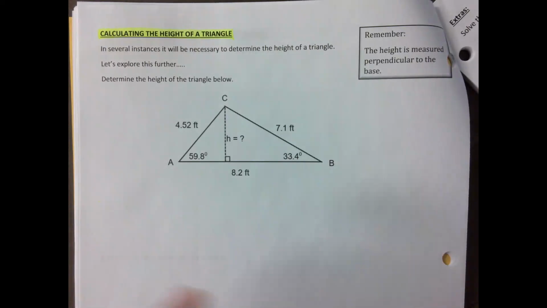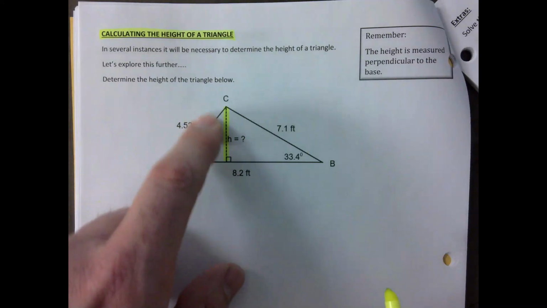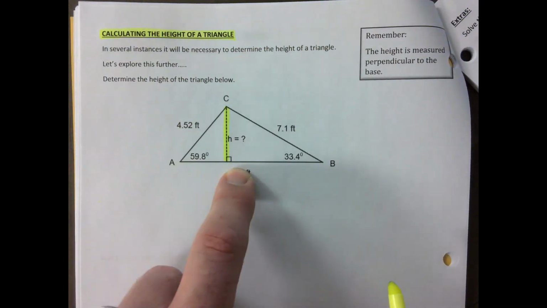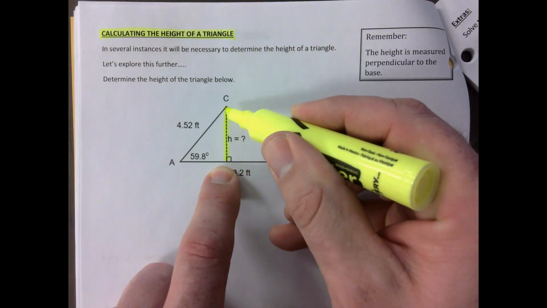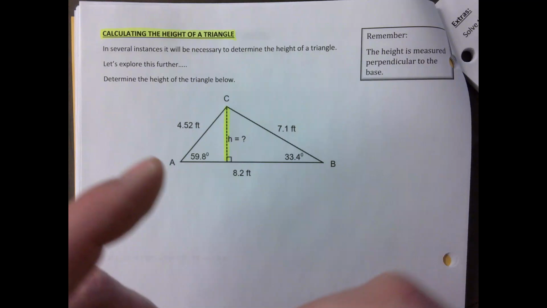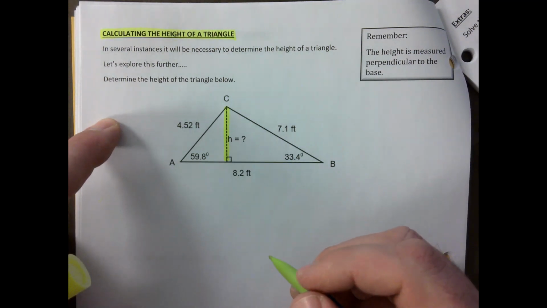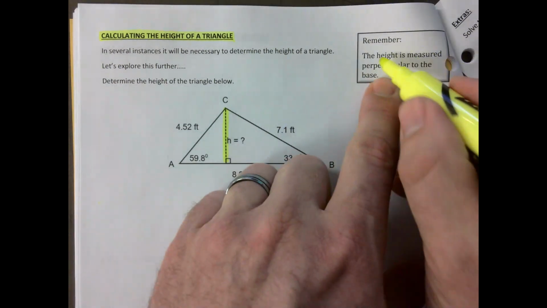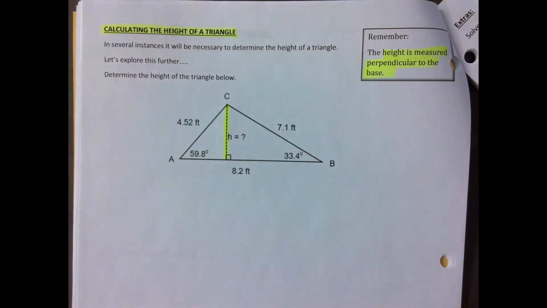So the height in this case is just a dashed line. It's not actually a side of the triangle, but the height always makes a 90 with respect to the ground. It goes all the way to the highest point. So this little note here: height is measured perpendicular to the base. Okay, so let's determine the height of this triangle.